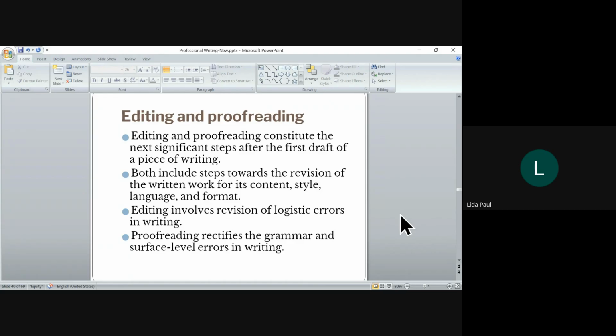Is the style suitable for publications, right? Is the content up to the mark, right? These are a few questions that the editor of a journal, a magazine or a newspaper is concerned with.